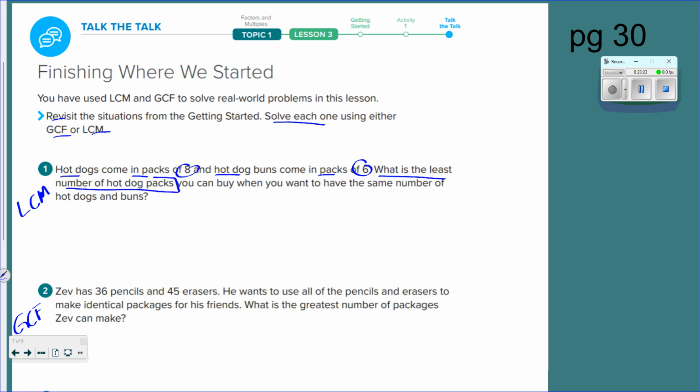So I have 6 and 8. Divide those by 2, gives me a 3 and a 4. I'm done there. I need my LCM, so I'm multiplying all of them. 2 times 3 is 6, times 4 is 24. So my question was, what's the least number of hot dog packs I could buy? So I'm buying 24 hot dogs, and hot dogs come in packs of 8. How many packs should I buy? 3. So you need 3 packs of hot dogs.